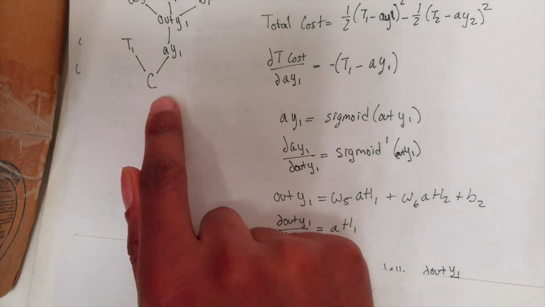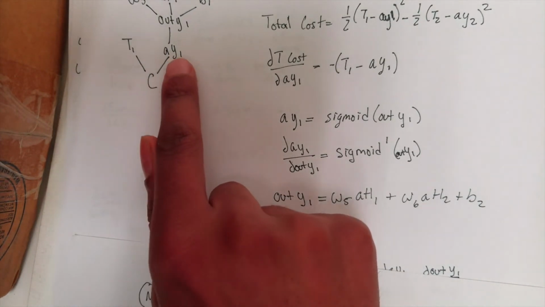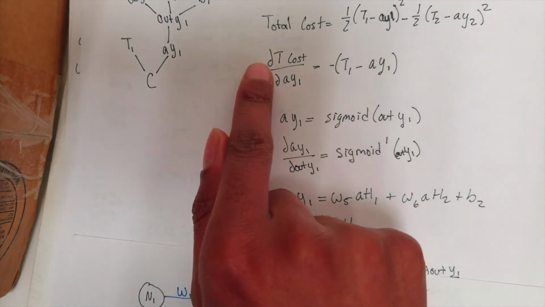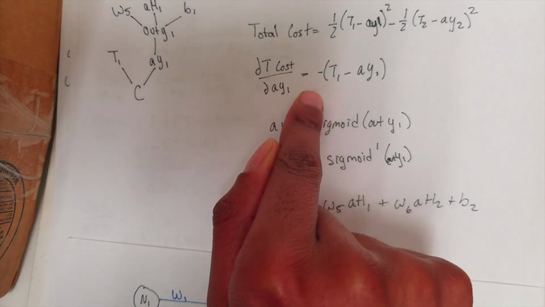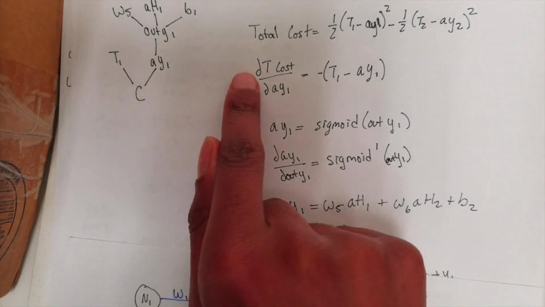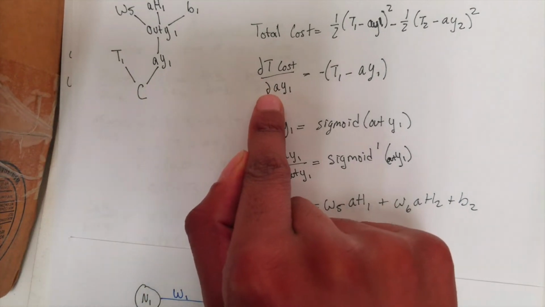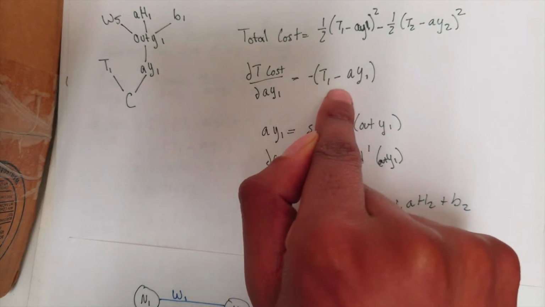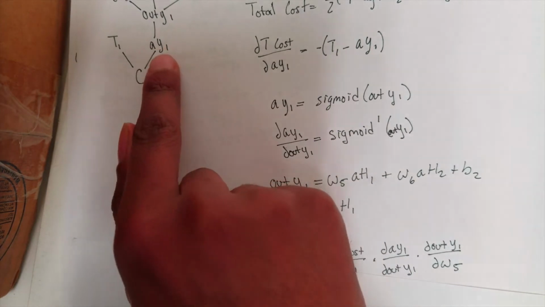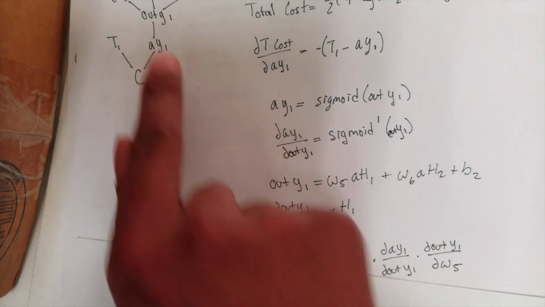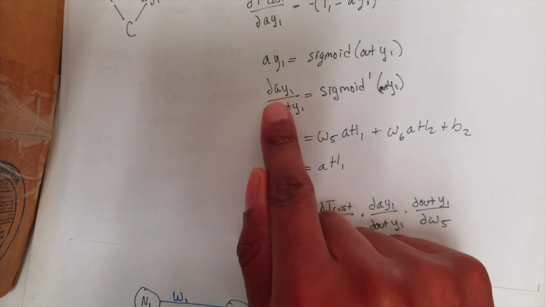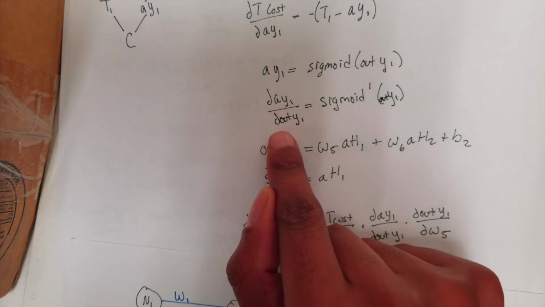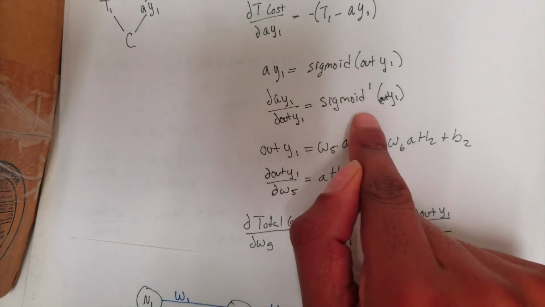To find out the contribution that the activation of Y1 makes to the error, you would do the partial derivative. This is the math portion of it. Now, I already did the math for you, but if you know how to do the math, then you're fine. But anyways, the partial derivative of the cost with respect to the activation of Y1 is equal to negative, in parentheses, T1 minus activation of Y1. And that will get you this value. Now, we have to work our way back. The partial derivative of the activation of Y1 with respect to the output of Y1 is equal to the sigmoid.